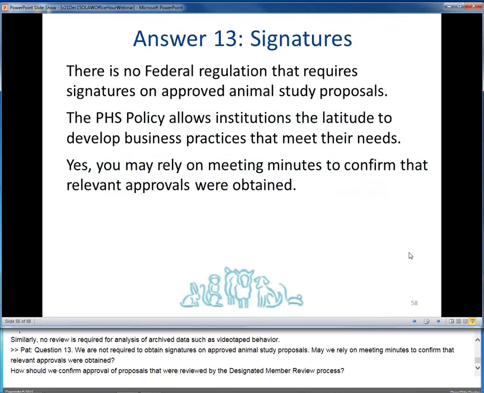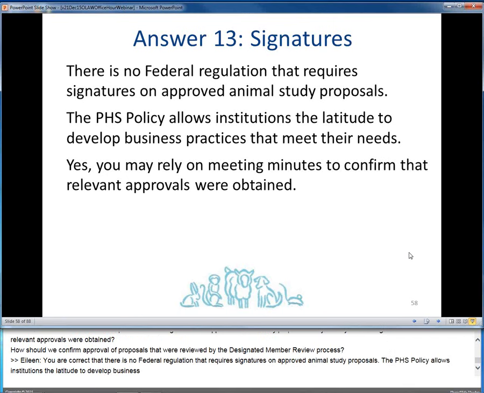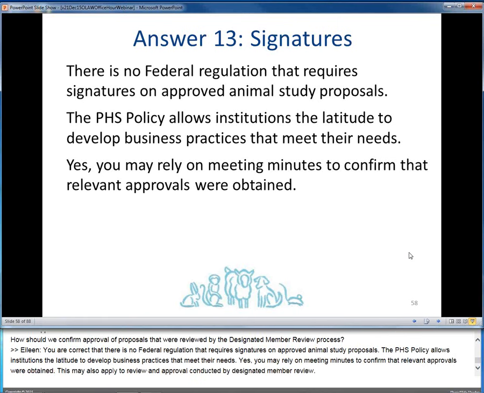You are correct that there is no federal regulation that requires signatures on approved animal study proposals. The PHS policy allows institutions the latitude to develop business practices that meet their needs. Yes, you may rely on meeting minutes to confirm that relevant approvals were obtained. This may also apply to review and approval conducted by designated member review.